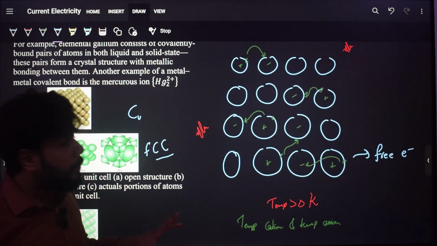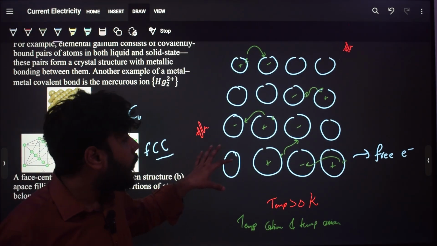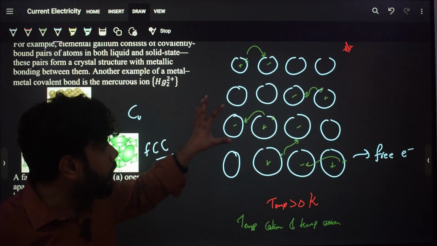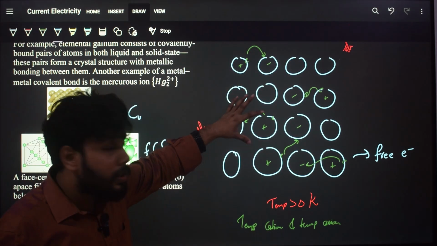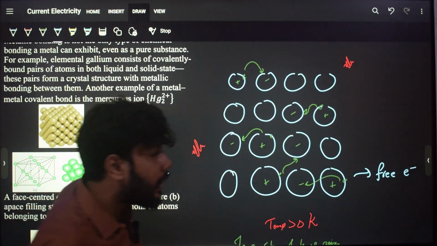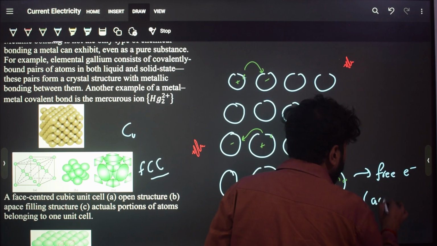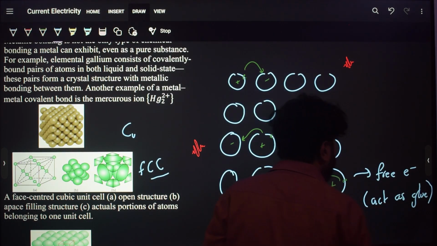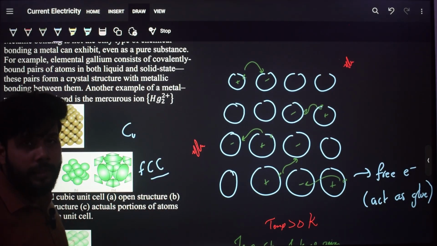So in a lattice of a metal, the valence electron jumps from one atom to another atom, it constantly jumps from one atom to another atom. So you can see the motion is not going to be a smooth motion. So these electrons are known as free electrons, and they act as glue for the lattice, and hold the lattice together.